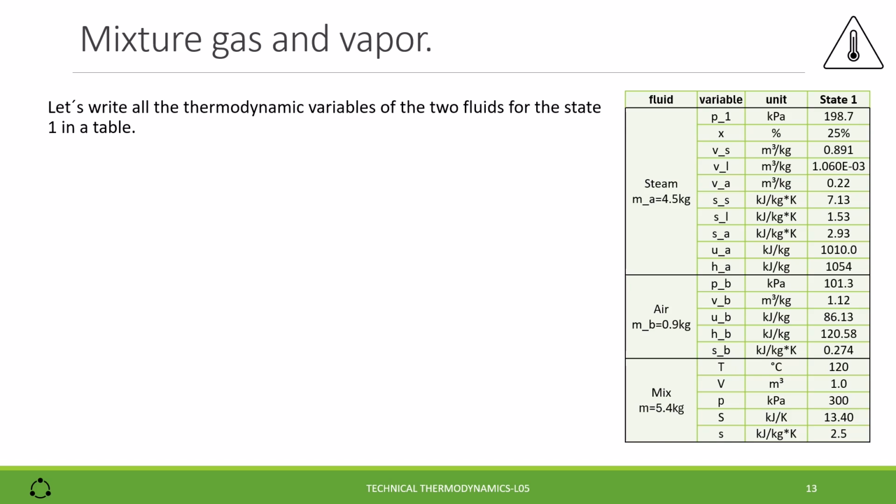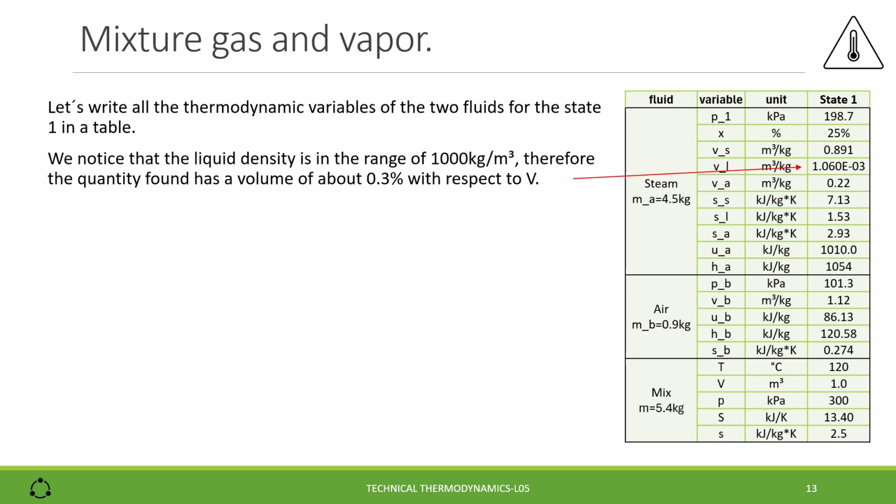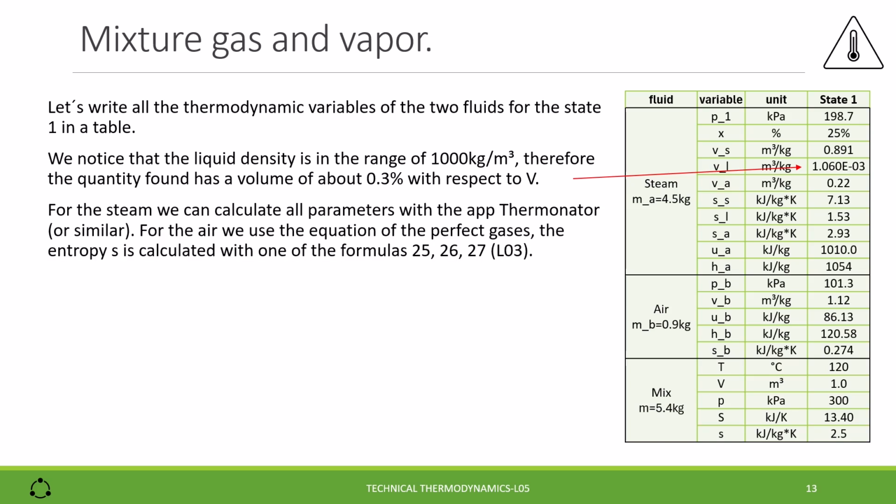The steam quality is, by definition, the vapor mass fraction, and for the state 1 we find 24%. Let's write all the thermodynamic variables of the two fluids for the state 1 in a table. We notice that the liquid density of the steam is in the range of 1000 kg per cubic meter. Therefore, the quantity found has a volume of about 0.3% with respect to the total volume and can be neglected. For steam, we can calculate all parameters with the application Thermonator or a similar one.